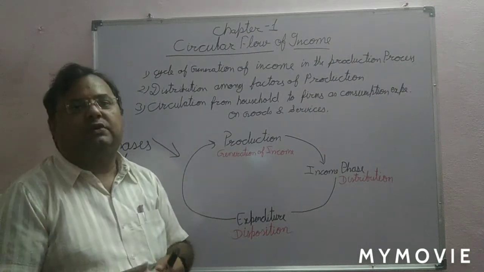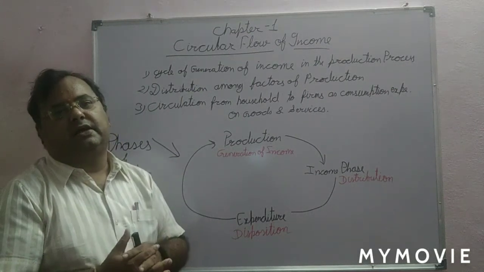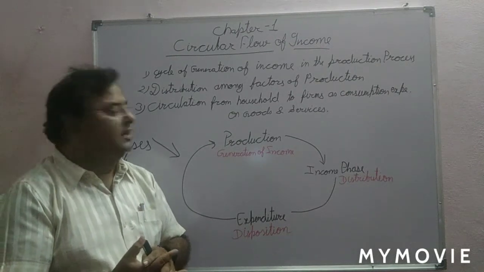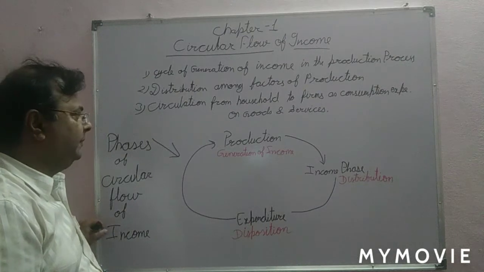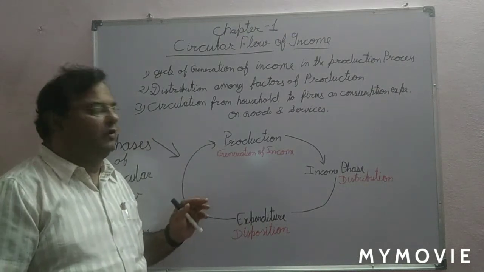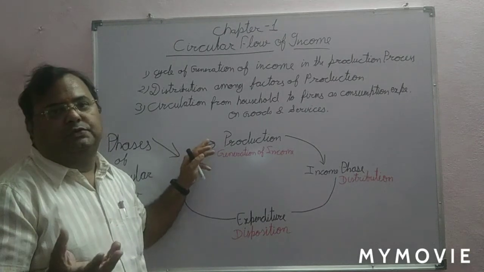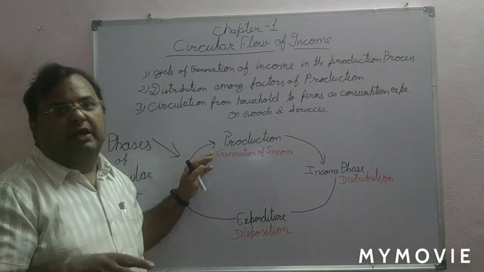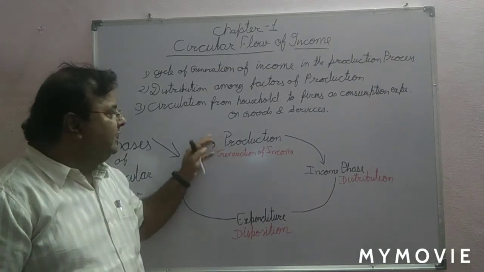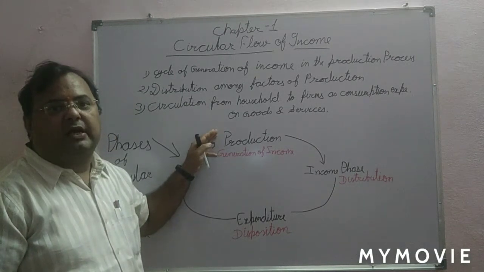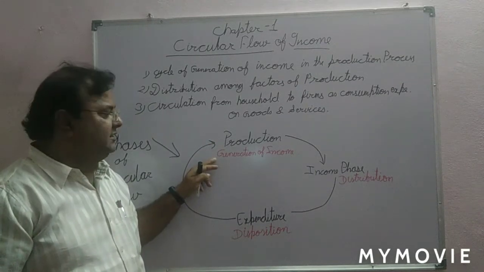If there is a flow, there is a cycle. If there is a cycle, there are phases. So here we have the phases of circular flow of income. The first phase of circular flow of income is production. Income is always produced from services and goods also. It's a generation of income, right? Here the production process starts, and if the production process starts, generation of income will start.